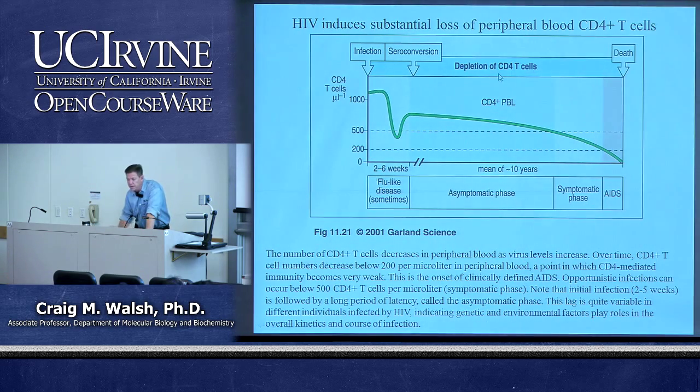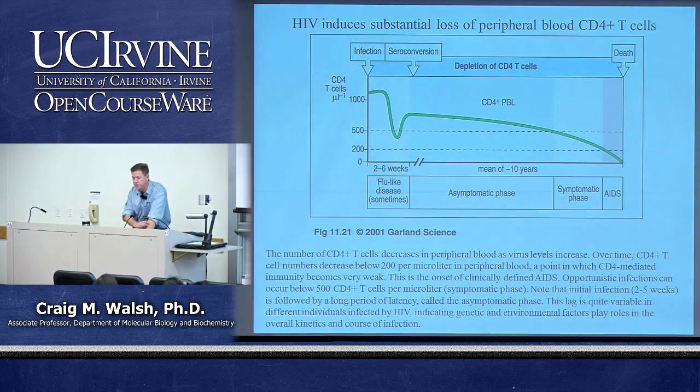Okay, so let's talk a little bit about what happens. Along comes this virus, it gets into some T cells, gets into some dendritic cells, and it turns out that it's cytopathic, meaning it kills the cells. So over time, you start to lose some of these T cells.